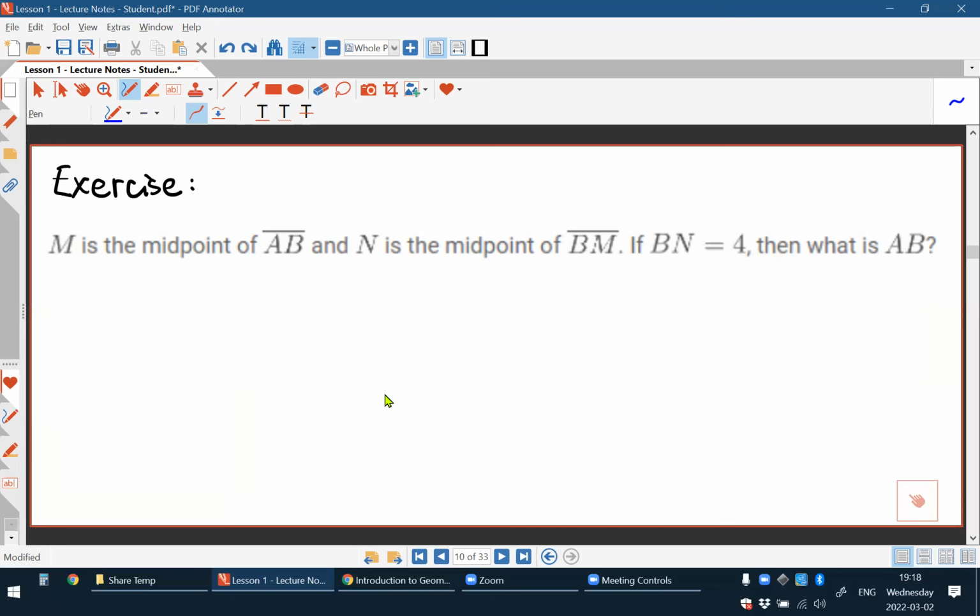Isn't it just divide by 2? Like the 2 points divided by 2. Excuse me? Isn't it just the 2 points divided by 2?